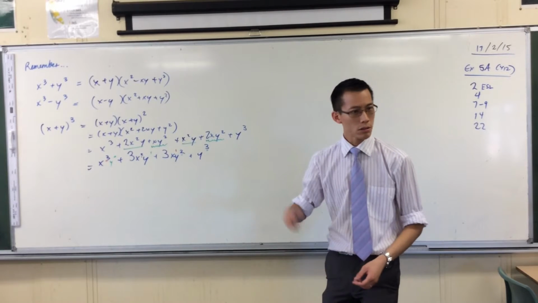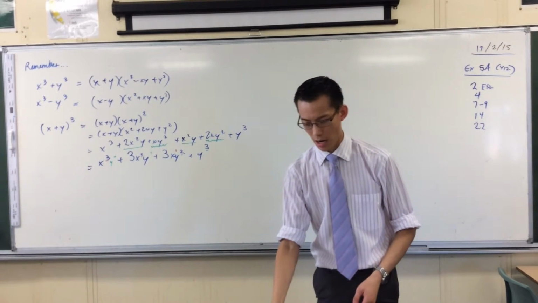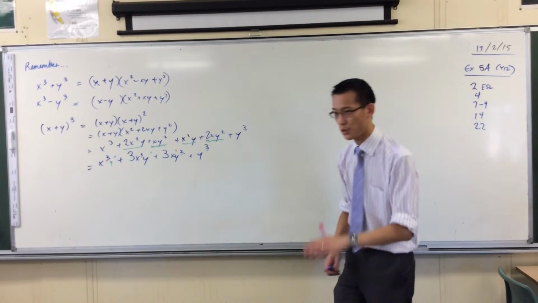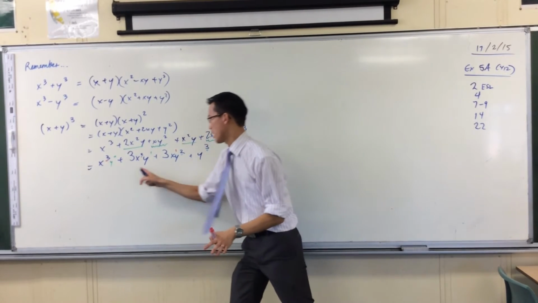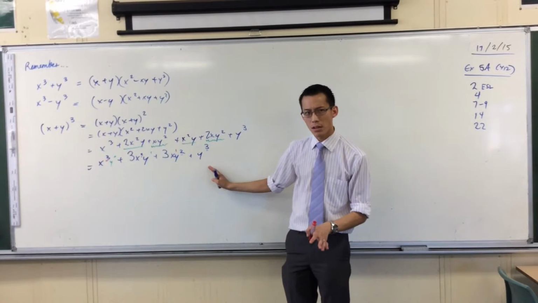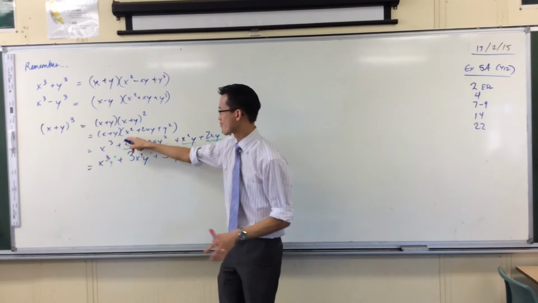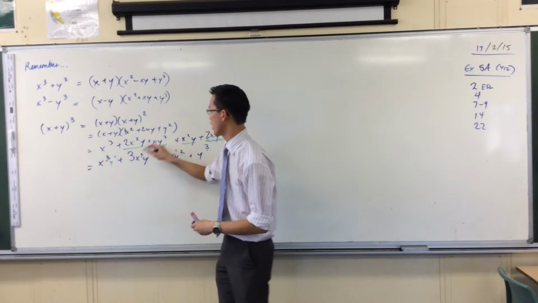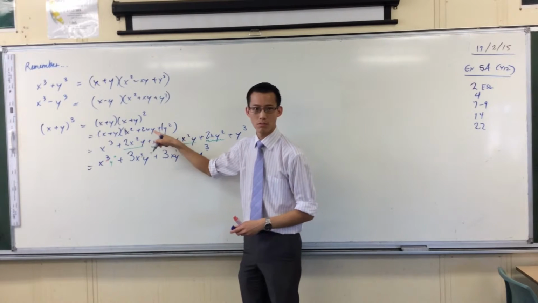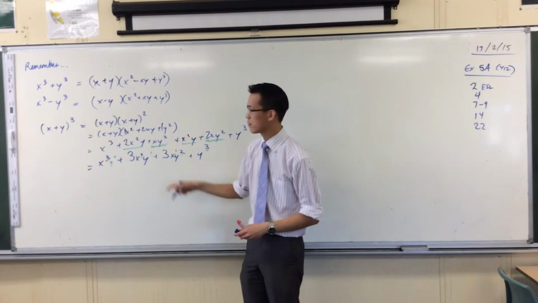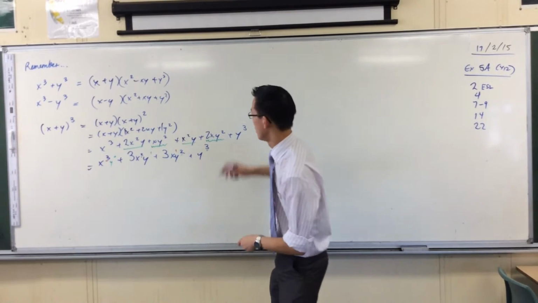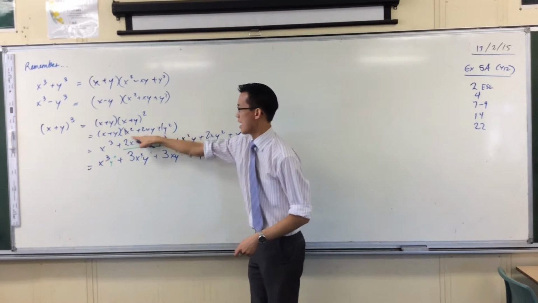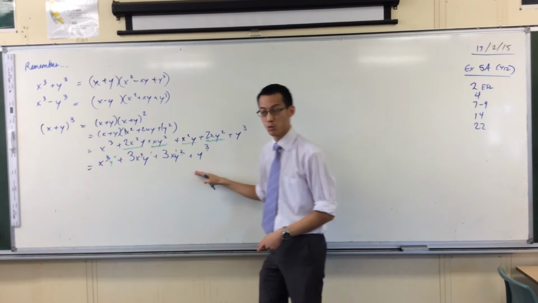Okay, now look at the coefficients. They're kind of suspicious, right? If you recognize this, you're like, 1, 3, 3, 1. It's kind of sus. This was x plus y squared, right? 1, 2, 1. That's what you get from x plus y squared. Let's climb back up the ladder, right? There's x plus y squared, there's x plus y all cubed.